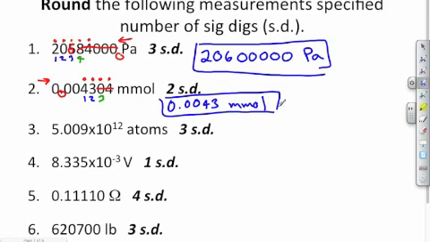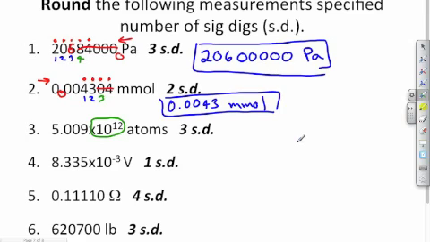Okay, what about when I have a number that is written in scientific notation? Here we got 5.009 times 10 to the 12 atoms, and we're asked to round that to 3 significant digits. Well, to round a number that's written in scientific notation, the first thing you need to do is briefly ignore the times 10 part. Now we're not discarding that, we're just ignoring it for right now. And so now I'm going to work with just the number that's written in front of the times 10.